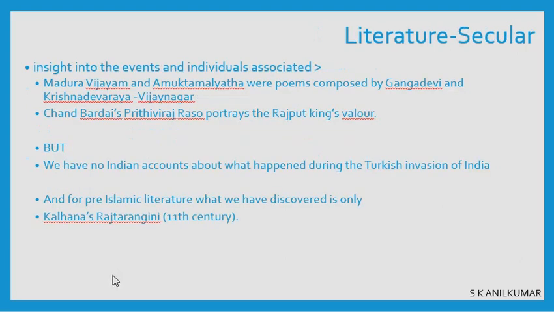On the secular side, insight into events and individuals was also found. Madhura Vijayam and Amuktamalyada were poems composed by Ganga Devi and Krishnadevaraya. So that means the kings were also able to write poems. They were patronizing poets and the Vijayanagar Empire was known for literary works.